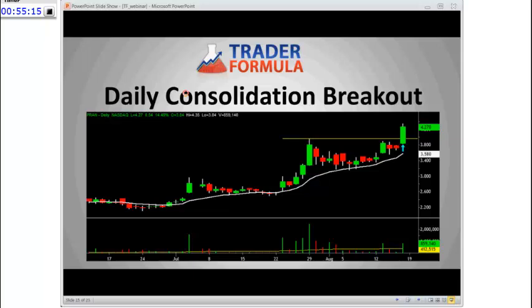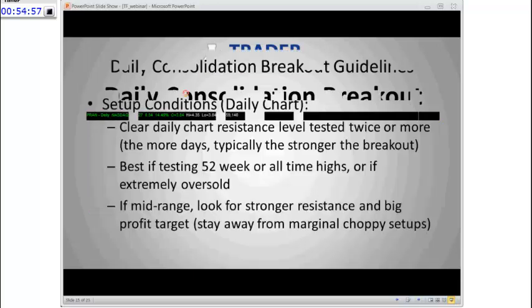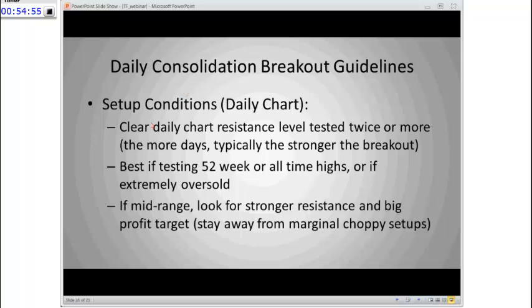And so I'm going to give you some criteria that you can take today and practice a little bit and go do some historical research and then literally start trading this tomorrow. Okay, so let's go ahead and dive right into the setup conditions. We're using 2 time frames. We're using a daily chart and we're using a 2-minute chart. The setup actually comes from the daily chart.